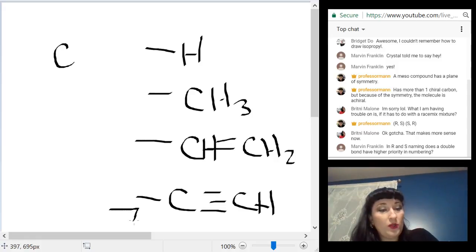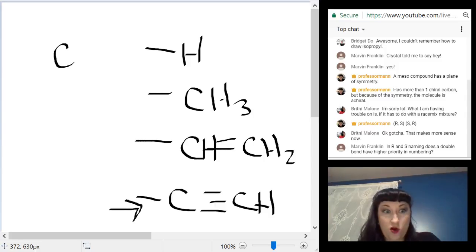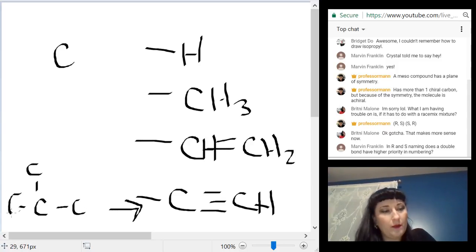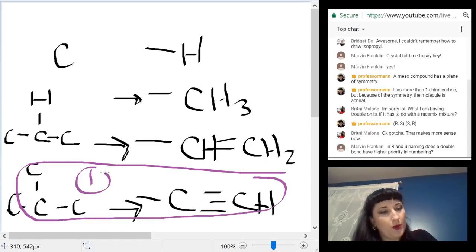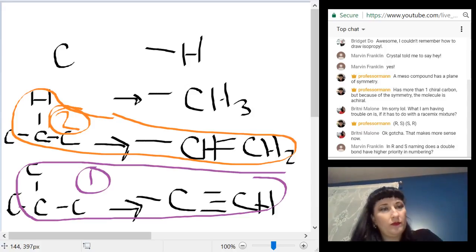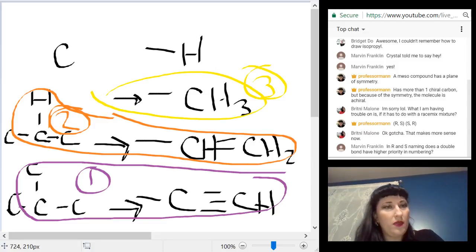The way that the rules work, and these are completely arbitrary rules made up by someone at some point, actually three someones, is that the triple-bonded carbon is treated as attached to three carbons. The one with the double bond has a carbon bound to a hydrogen, but then two carbons. And the one right here just has the three hydrogens on it. So this one here would have the first priority, and this one here would have second priority. The methyl would be third, and then the hydrogen would be number four.